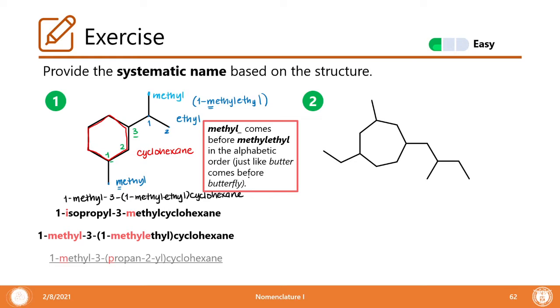If we had the situation where we use isopropyl instead of 1-methyl ethyl, then that numbering will be reversed. So it matters if you use the shortcut or if you use the regular method.